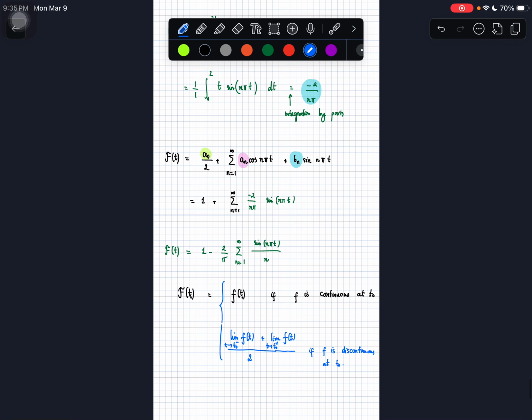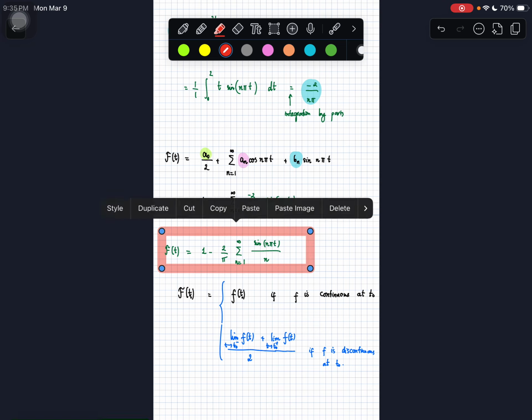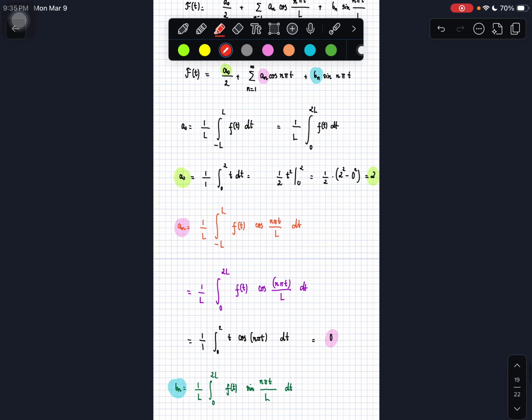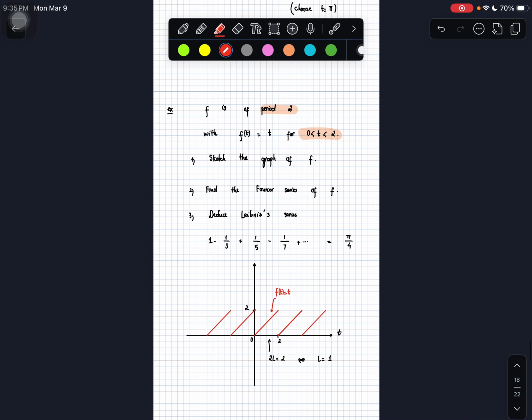Now we have this Fourier series, and we need to deduce the Leibniz series.